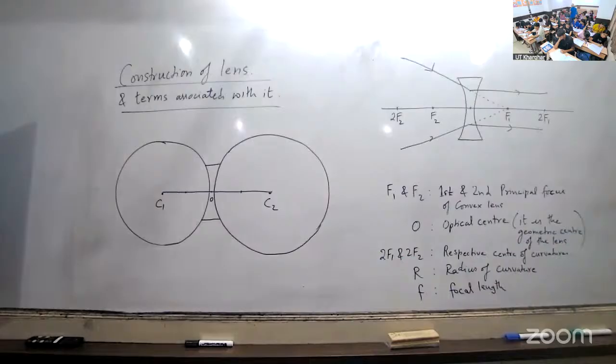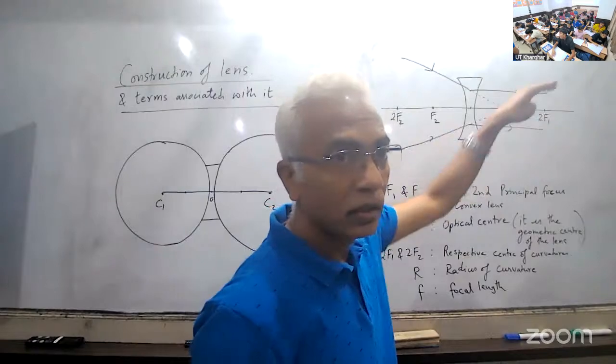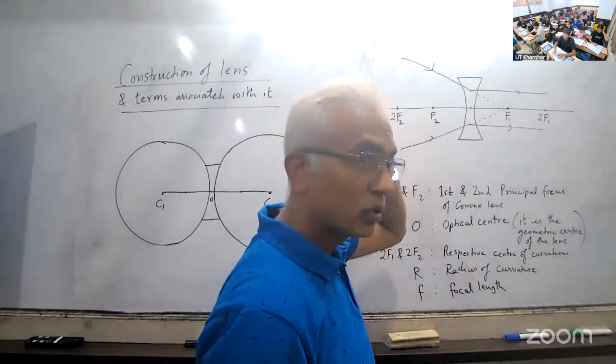How do we define first principal focus? The ray either emerging from that point or appearing to be emerging from there has to become parallel after refraction. Come to the diagram first. How was it in the convex lens? What happened in the convex lens? The rays were emerging from here and it became parallel. So we defined this as F1 for convex.